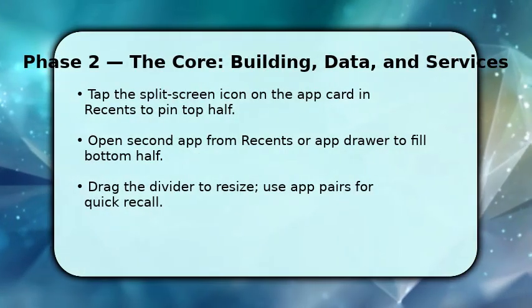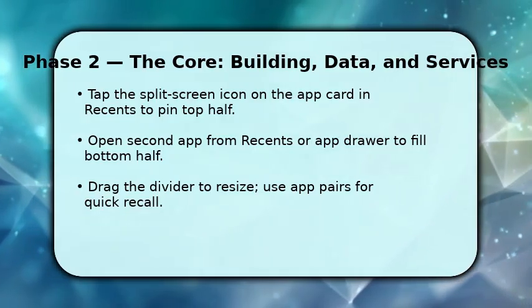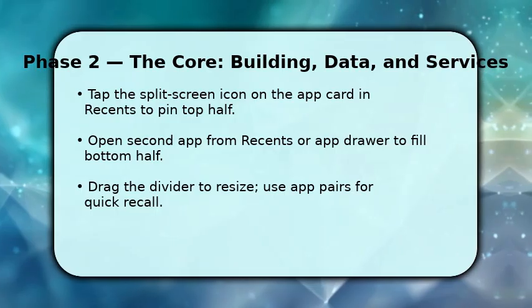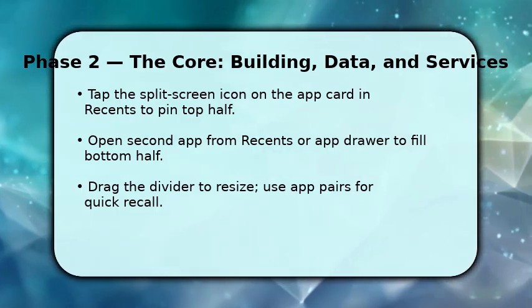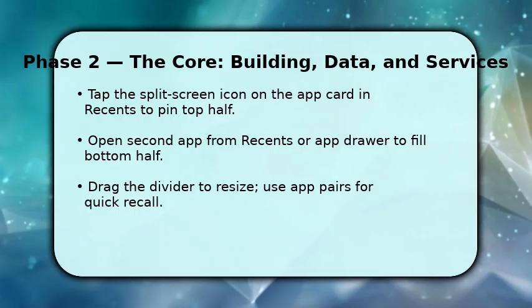Once the first app is pinned to one half, you choose the second app. This is where you control workflow. Tap the split screen icon on the first app's card in Recents, then select or open the second app from Recents or the app drawer. This fills the other half.